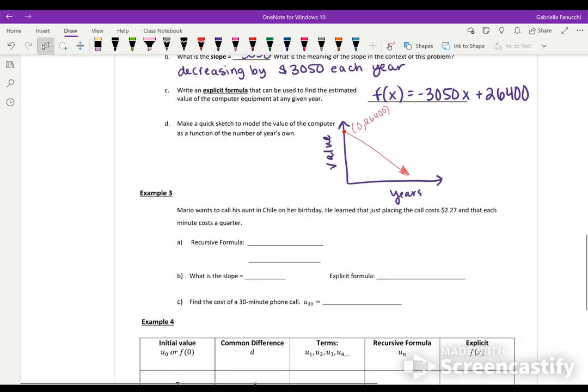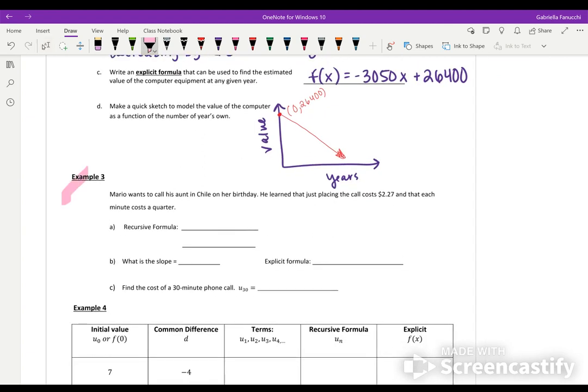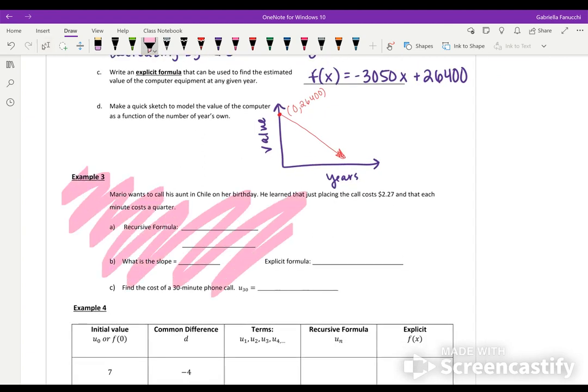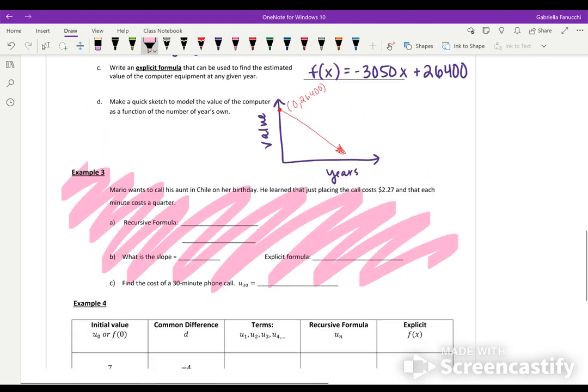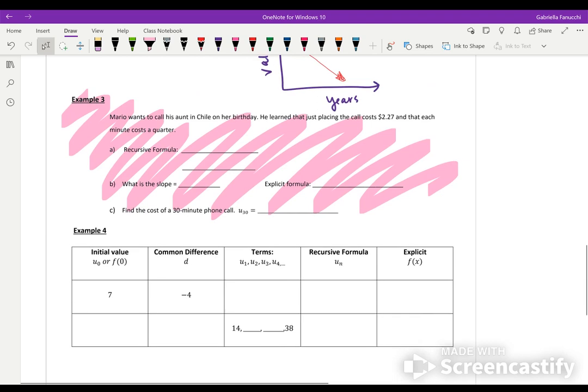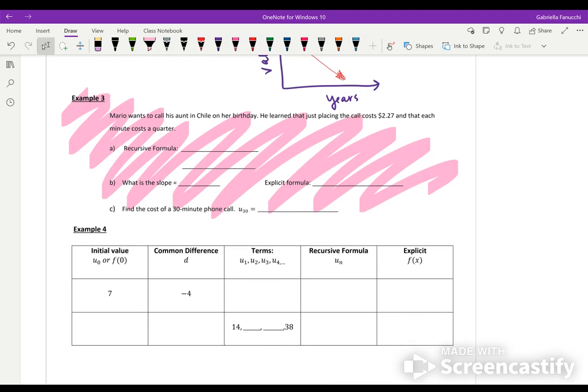What I want you guys to do is complete example 3, and we will check this in class. When I check your notes, that is what I will be checking. I'm going to look at your example 3. So you need to do that on your own.